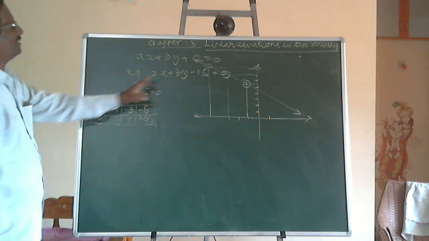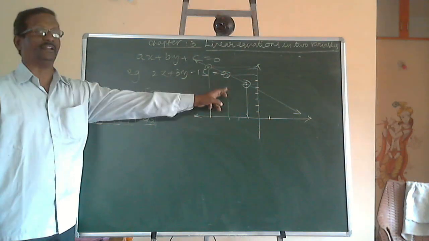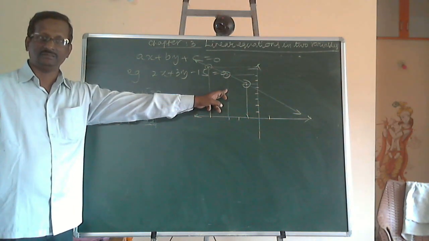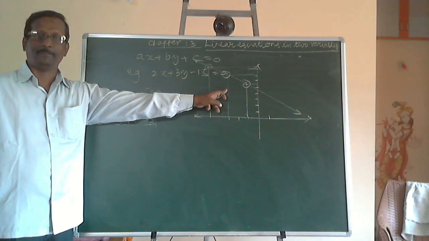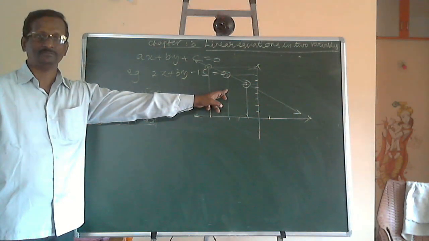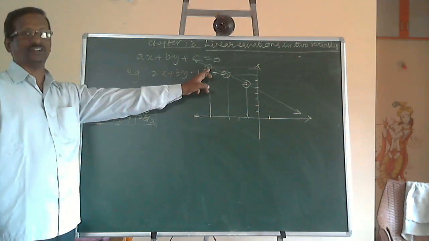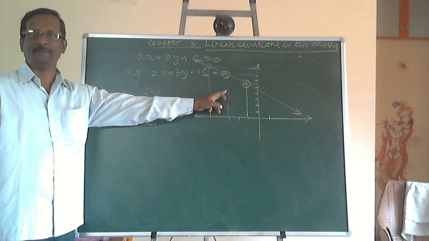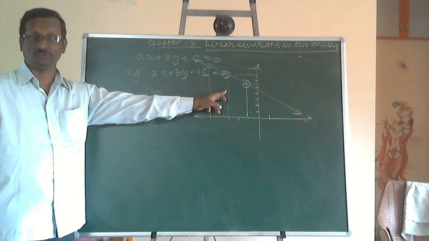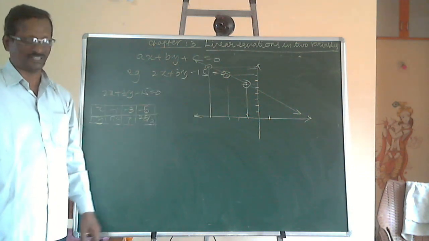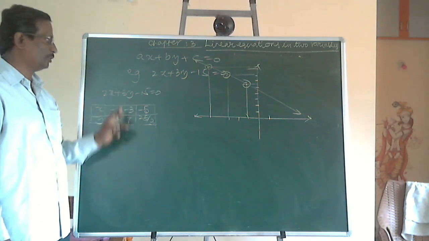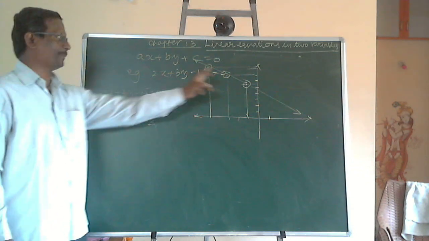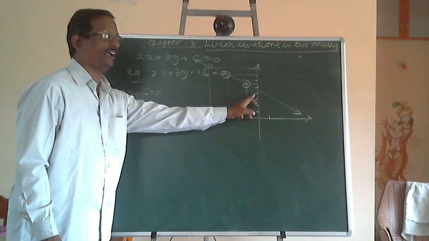A linear equation in two variables is representing a straight line. How many points are there on a straight line? There are infinitely many points on the straight line. Every point on the straight line is a solution. Since there are infinitely many points, there are infinitely many solutions to the given equation. Equation, solutions and straight line, points. Equation is representing a straight line. Straight line is having points.